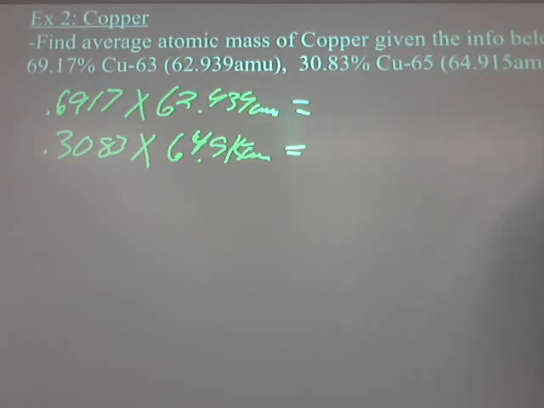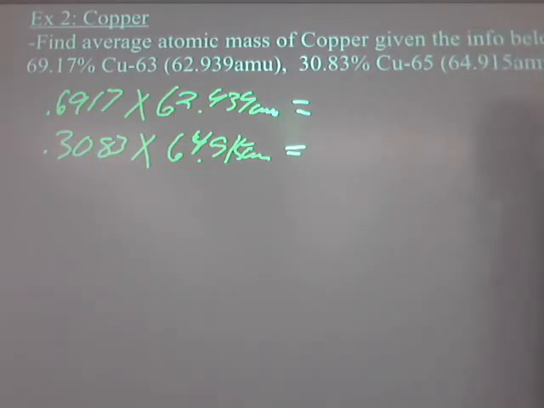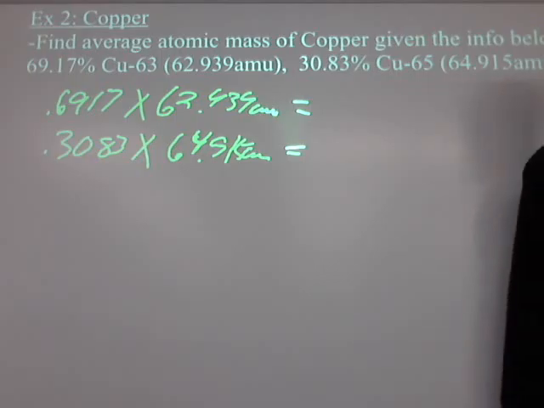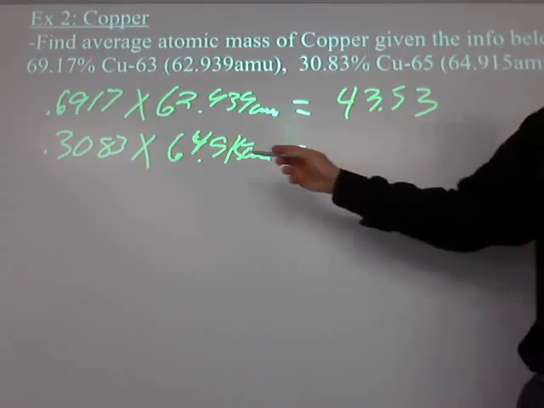This is not a lot of work, so just get those two numbers quickly, because this won't take very long. What did you get for the first one there? 43.53? 43.53. And that's the right number of significant figures.